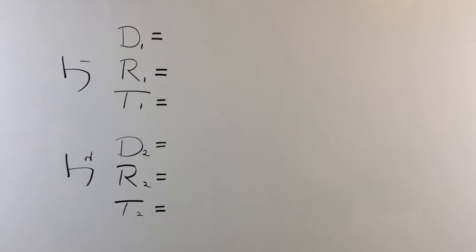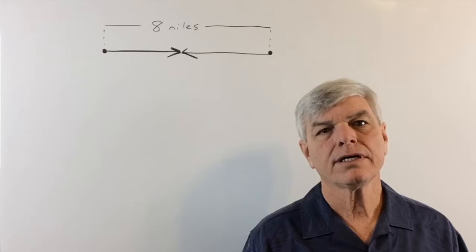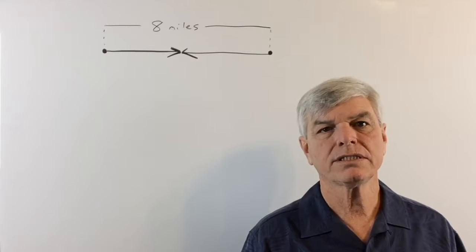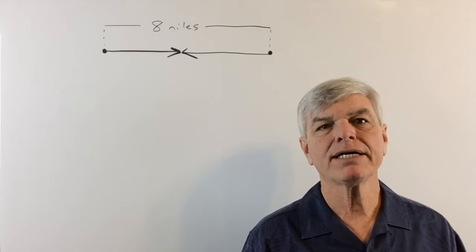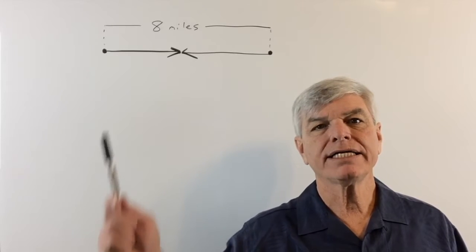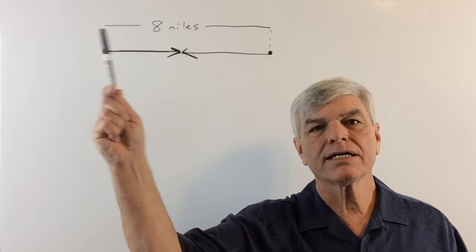So D1, R1, T1 is the first body in motion. And on the side, I wrote J1, which is the first jogger. And the second body in motion is D2, R2, T2. And that is the second jogger, so I wrote J2 on the side. Now, if you're working with a problem that seems a little confusing, it's always good to draw a little bit of a map. And what I have here is a distance of 8 miles.